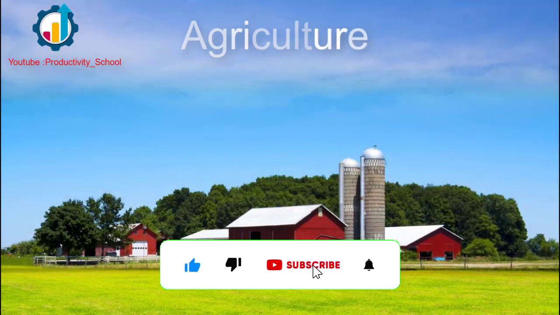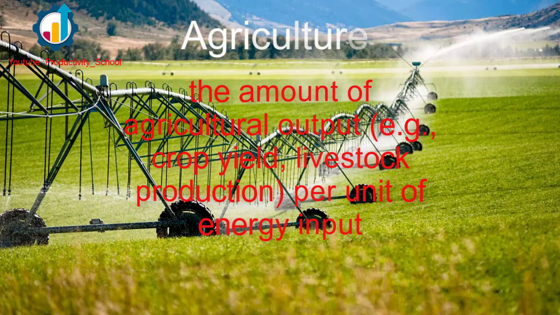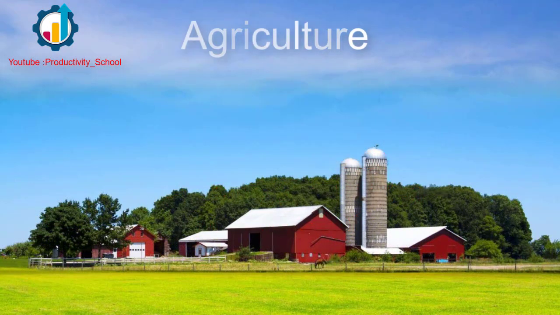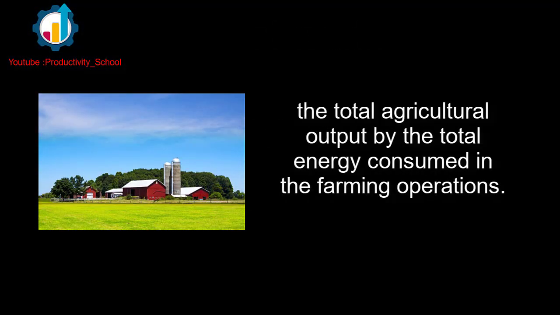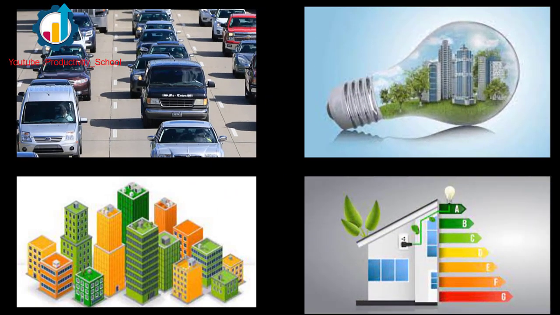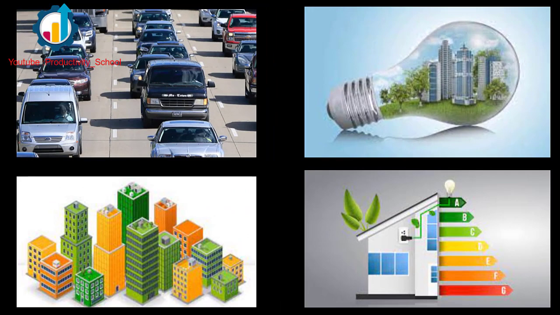Agricultural sector. Energy productivity in agriculture can be measured by assessing the amount of agricultural output, for example crop yield or livestock production, per unit of energy input, such as fuel or electricity. This can be calculated by dividing the total agricultural output by the total energy consumed in the farming operations. These are just a few examples of how energy productivity can be measured in specific sectors. The specific metrics and units of measurement may vary depending on the industry, region, and the goals of the analysis.